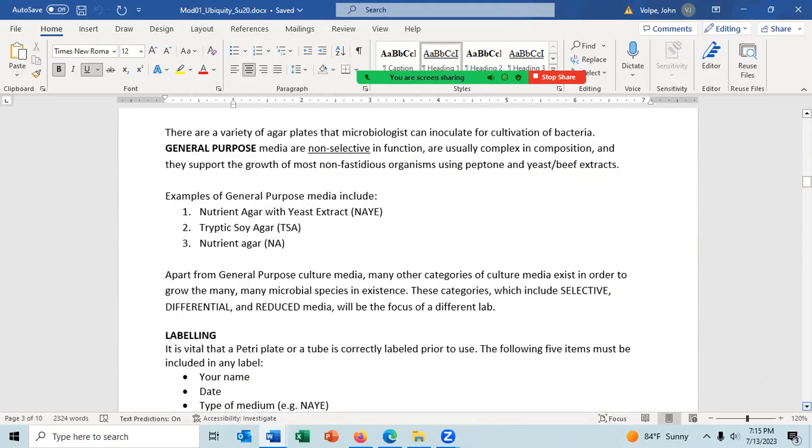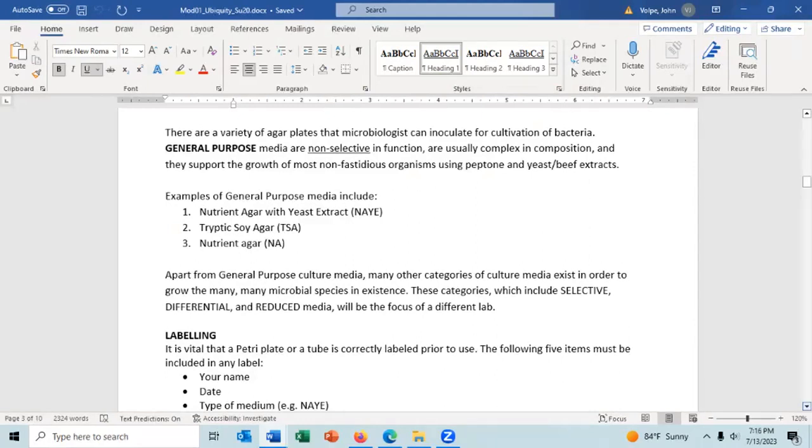We have different types of media. Today, we're only going to talk about one type of media, and that is a general purpose media. A general purpose media is non-selective. It usually has complex composition, and it supports the growth of most non-fastidious microbes. They will use the peptone or the yeast or the beef extracts to grow.